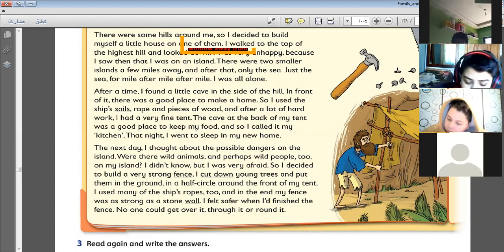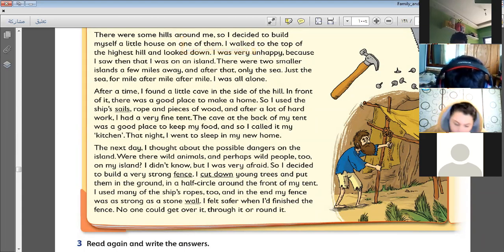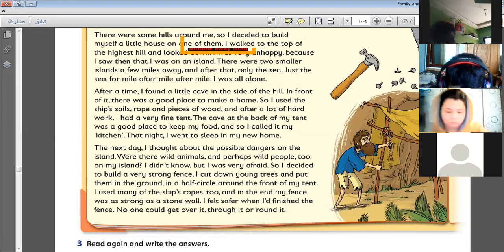So the next day, I thought about the possible dangers, not dangerous, on the island. Were there wild animals and perhaps wild people? It's wild, and perhaps means maybe. Two on my island. I didn't know, but I was very afraid, so I decided. We stop at island here. So the student who wants to read, we will continue in line number 20.